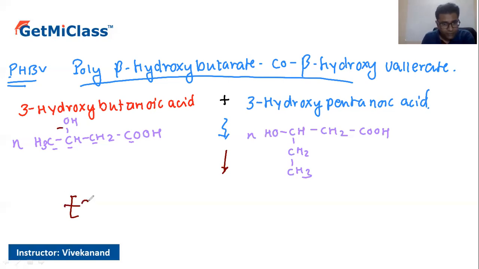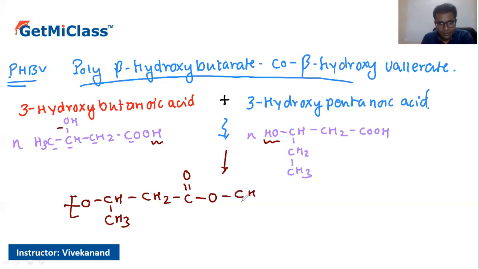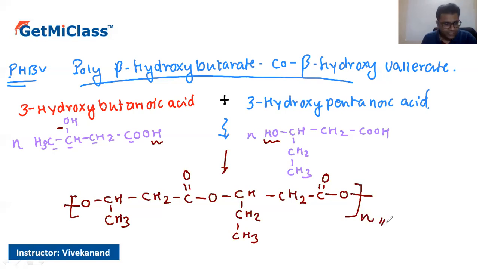So O, CH, this is CH3, CH2, C double bond O. Now this H and this particular OH get eliminated as water. So what we are going to have is O, CH, CH2, CH3, CH2, COOH, so 1, 2, 3, 4, 5. As this is a polymer, what we are going to have here is C double bond O, and this continues n times.